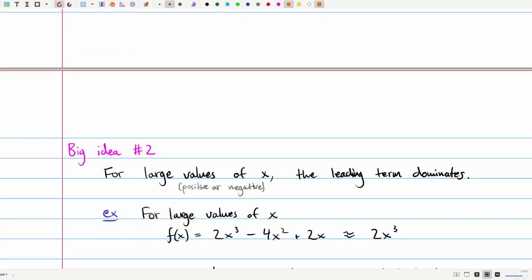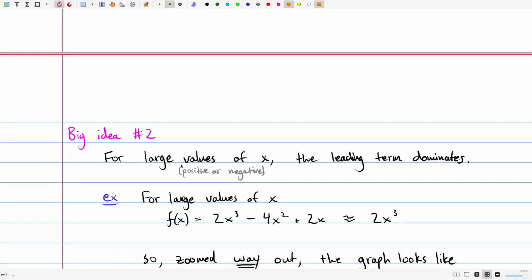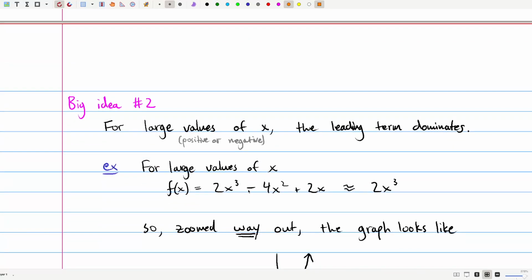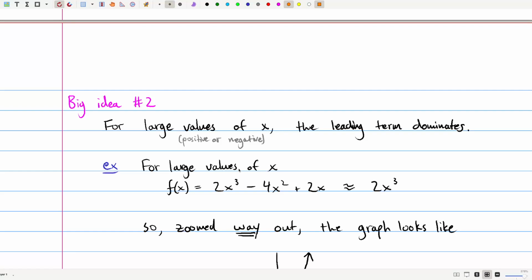Big idea number 2 of 3. For very large values of x, positive or negative, so large in magnitude, the leading term dominates. So let's look at this by way of example. For large values of x, our function that we have been looking at is approximately equal to 2x cubed.